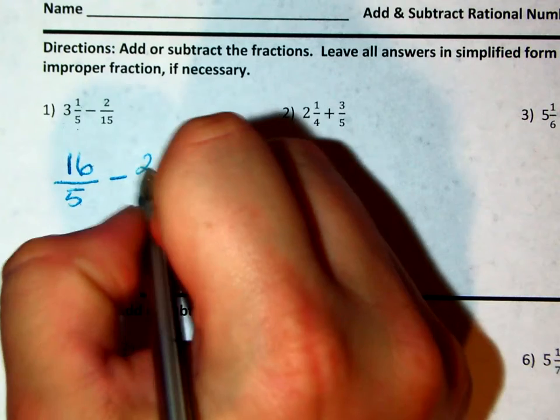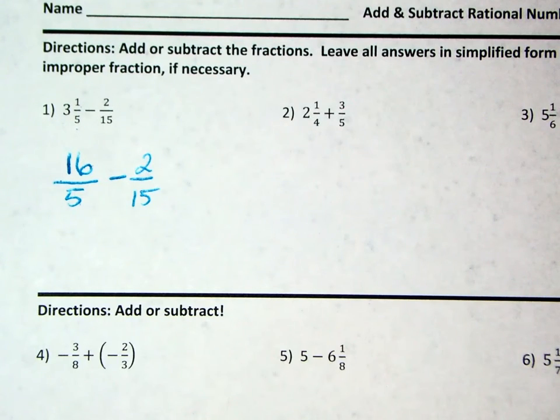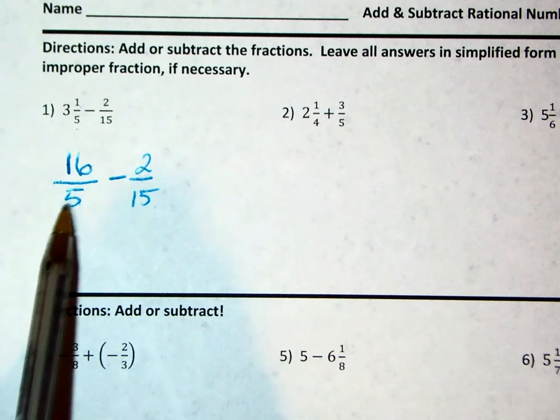Now we can set our second term down next to our first term, so 16 over 5 minus 2 over 15. And again, we're not quite ready to subtract because we do not have the same denominators. When we multiply and divide, we can have different denominators, but when we subtract and add fractions, we have to have the same denominators.